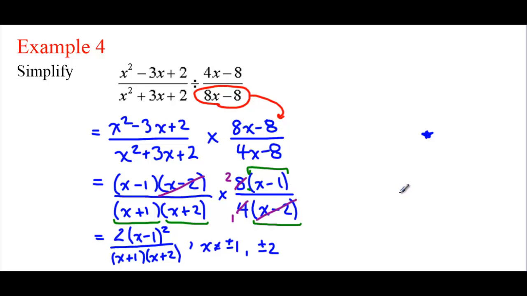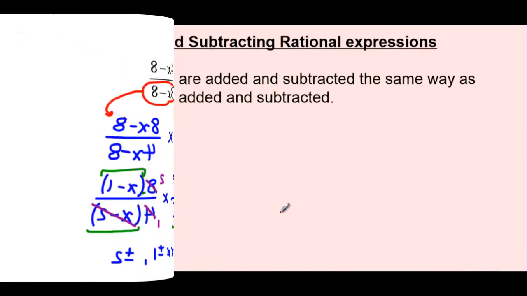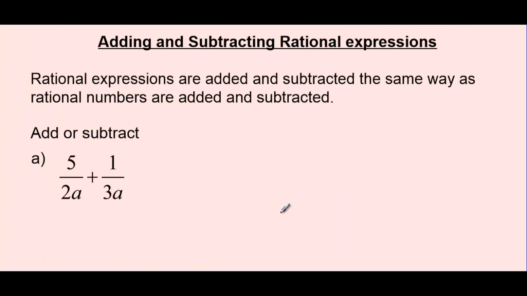Now that we know how to multiply and divide rational expressions, we're going to take a look at adding and subtracting rational expressions. If you can remember way back to primary school, when you first learned about adding and subtracting, it was so easy. 2 plus 3 equals 5. 4 minus 1 equals 3. How hard is that? When we got to multiplying and dividing, things got a little bit more complicated.